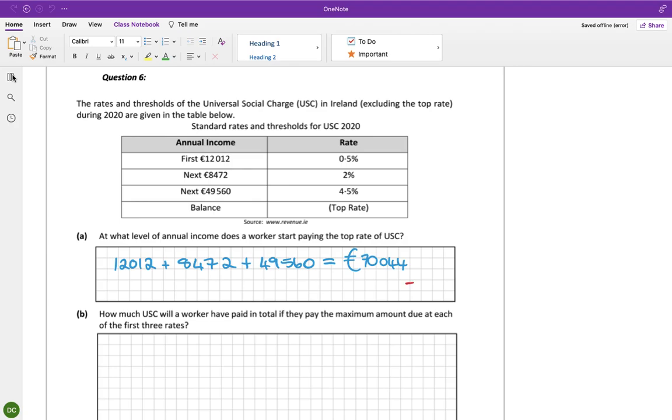Okay. How much USC will a worker have paid in total if they pay the maximum amount due at each of the first 3 rates? Okay, so that's where you need to pair up. So your 0.5% multiplied by 12,012 and figure that out. 2% multiplied by 8,472 and figure that out. And 4.5% multiplied by 49,560 and get that. So I've got my calculator.